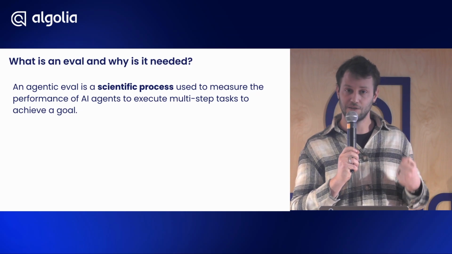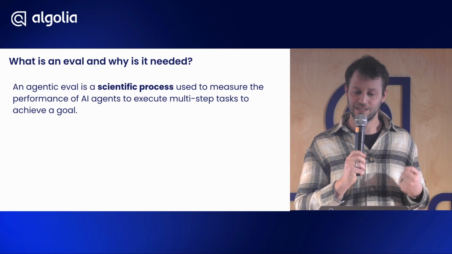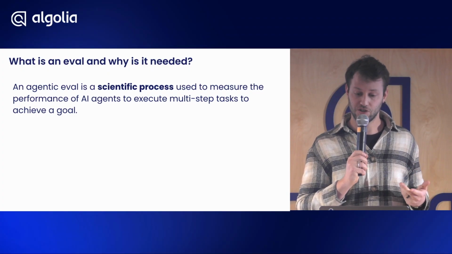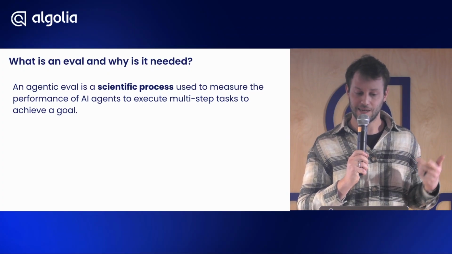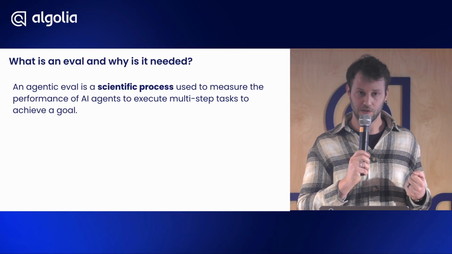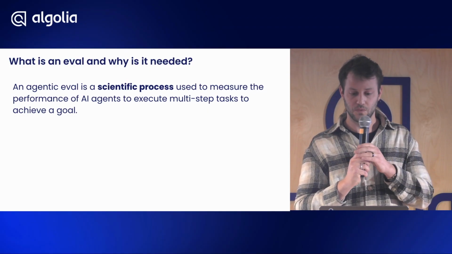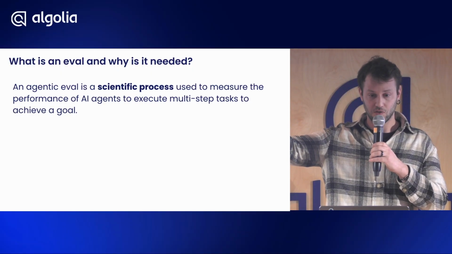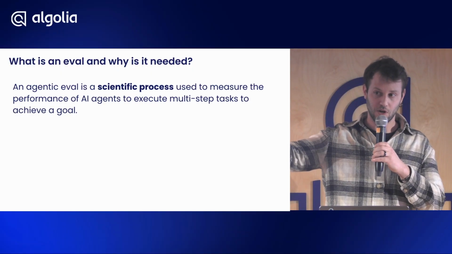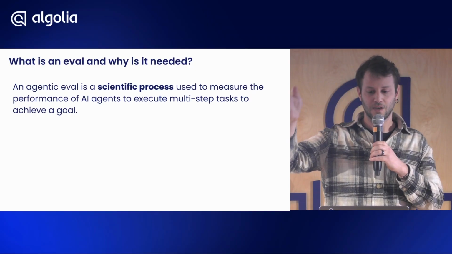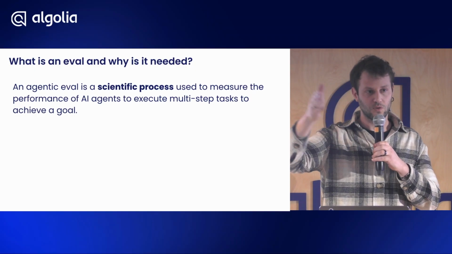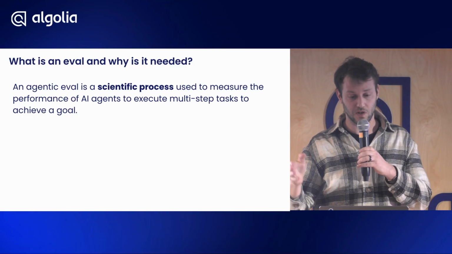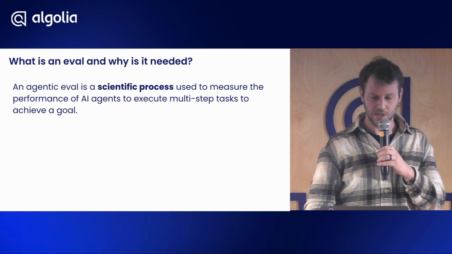So an agentic eval is effectively a scientific process used to measure the performance of AI agents to execute multi-step tasks and achieve a goal as a result. So you saw that it was going through several steps until it displayed the result to the end user, and you're asking the question, is it doing that correctly? And for that, you need to set up a scientific process to evaluate if you're actually getting the result. This is why typically you need an eval.